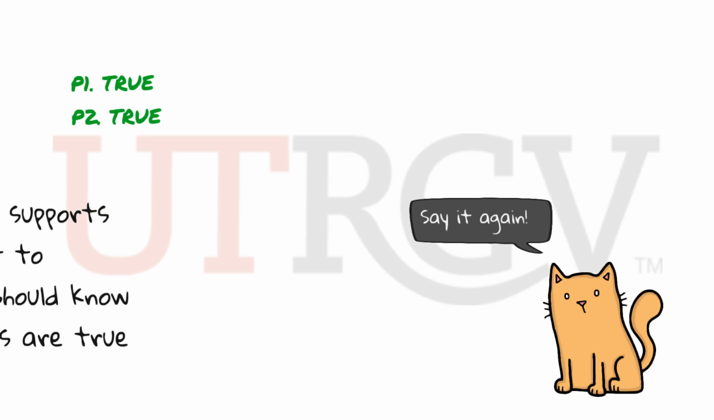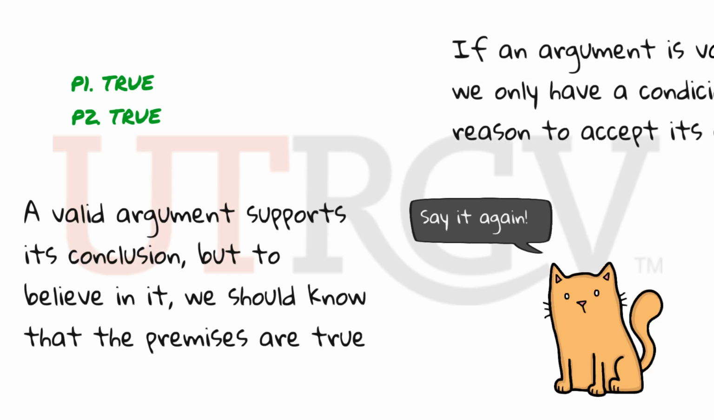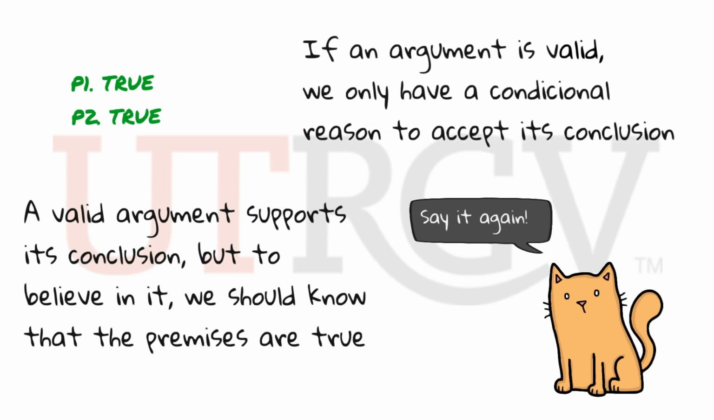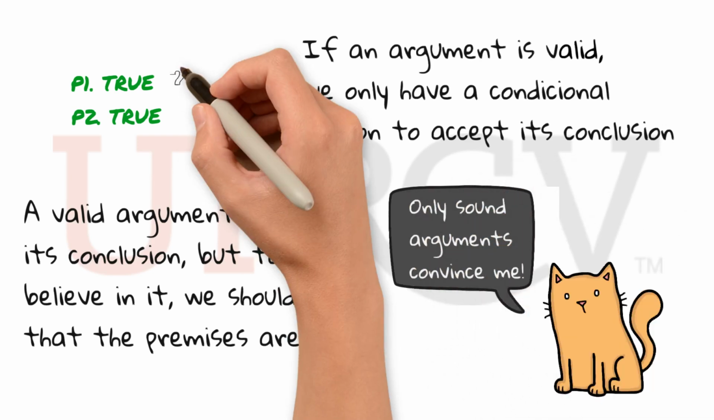Let's recap. If we don't know if the premises of an argument are true, even if it is valid, we don't have enough reasons to believe its conclusion. When we know that an argument is valid but we do not know if its premises are true, we only have a conditional reason to accept its conclusion. If we later knew that the premises were true, then we would have to accept the conclusion.